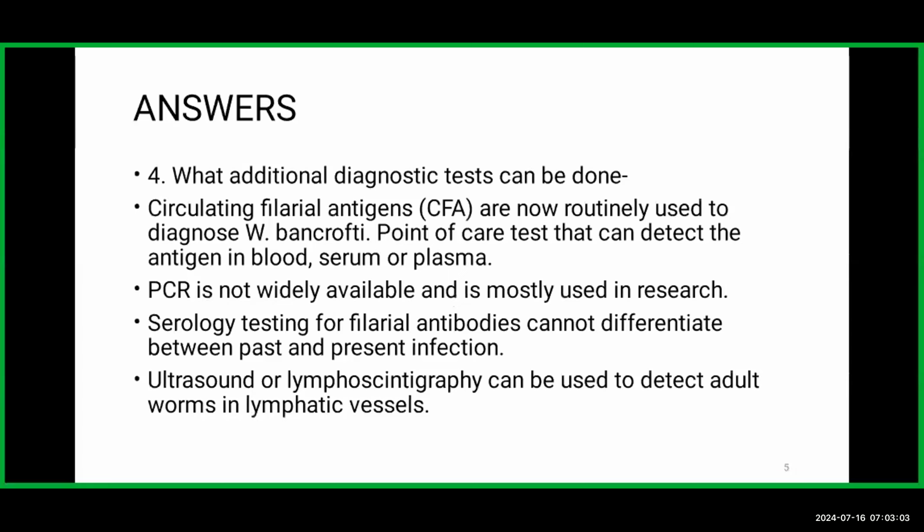So what additional tests can be done? If you did a peripheral blood smear, thick and thin, you can also check for the circulating filarial antigens with the rapid kit. You could do PCR, although that is done mainly for research. Then you could do serological tests for the filarial antibodies using ELISA. Or you could also view the adult worm using an ultrasound of the lower limbs or the part of the body that is affected. Or you could do a lymphoscintigraphy, which will outline the vessels and also show the adult worm in the lymphatic vessels.